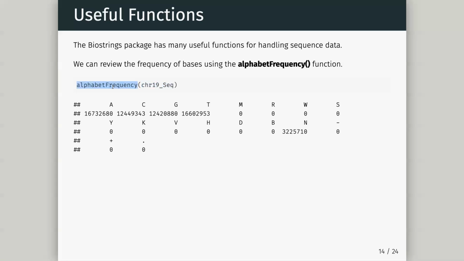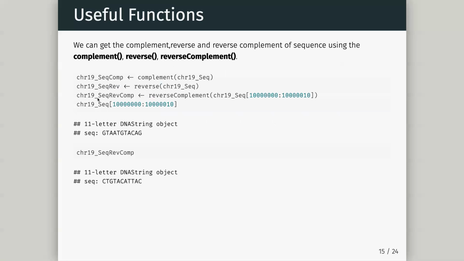Again, this is going to be very useful when we start to worry about biases. Is our sequence GC rich? This may cause a problem in sequencing, and that's what we want to know from things like alphabet frequency.